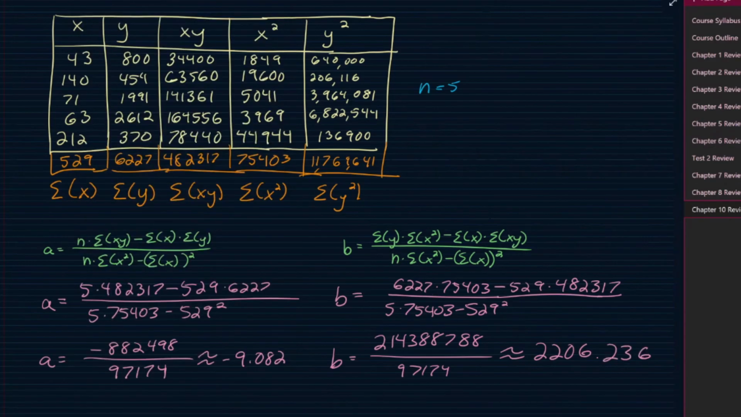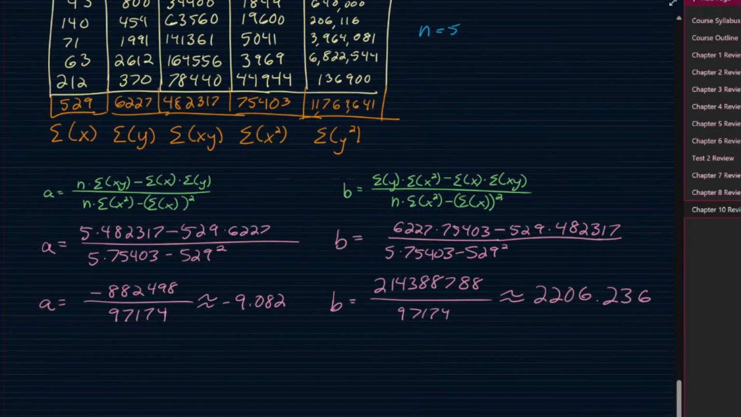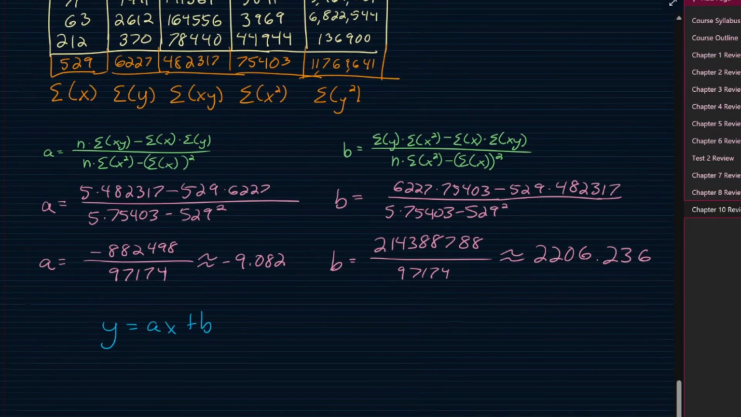So our line of best fit would be y is equal to negative 9.082x plus 2206.236.